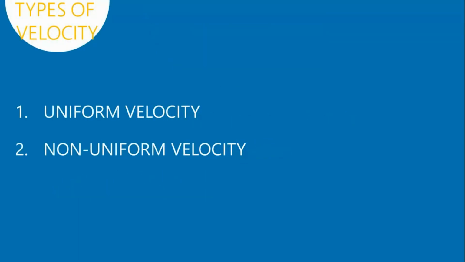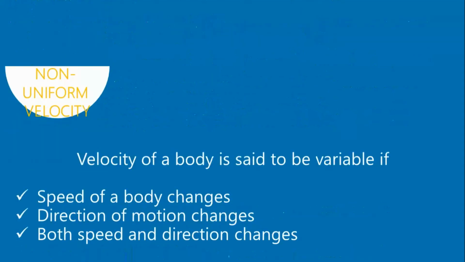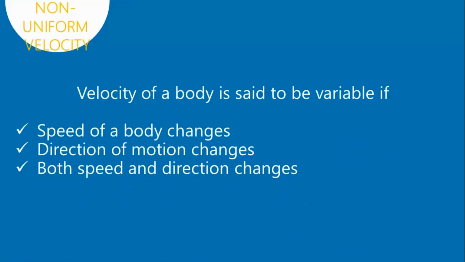Types of velocity. There are two types of velocity. First, uniform velocity, and second, non-uniform velocity. Uniform velocity. If a body travels on a straight line with constant speed, then its velocity is called uniform velocity. Non-uniform velocity. Velocity of a body is said to be variable if speed of a body changes, direction of motion changes, or both speed and direction changes.